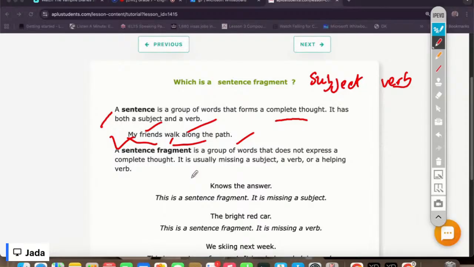All right. So we have the sentence fragments. A sentence fragment is a group of words that does not express a complete thought. It is usually missing a subject, a verb, or a helping verb. So we have: "Knows the answer." This is a sentence fragment. It is missing what? A subject, because we have no idea who knows the answer, right?